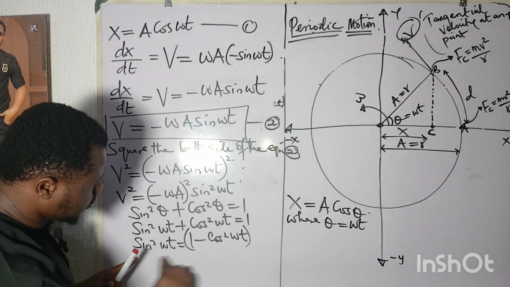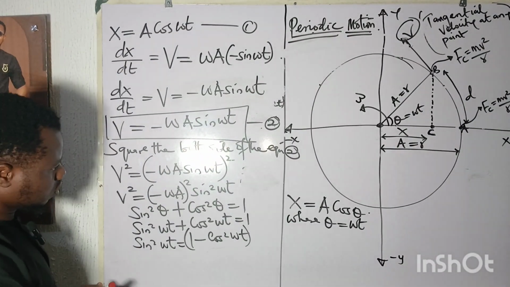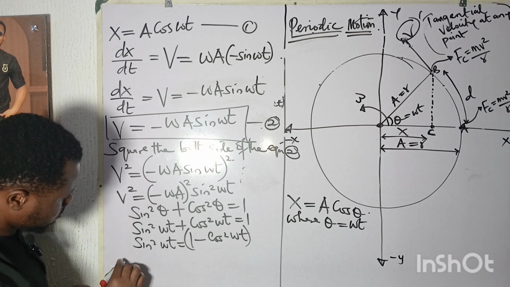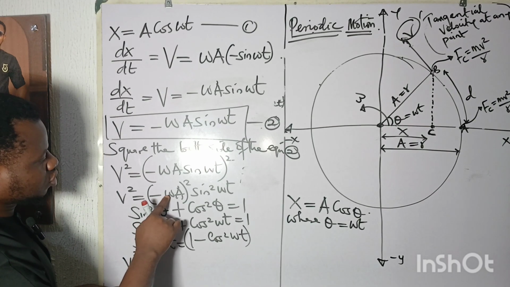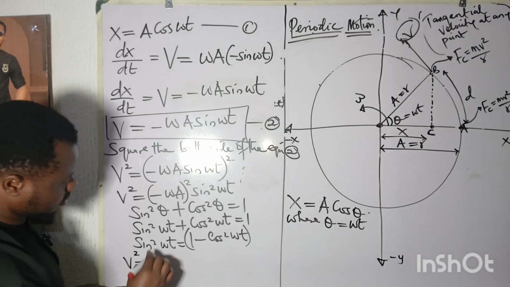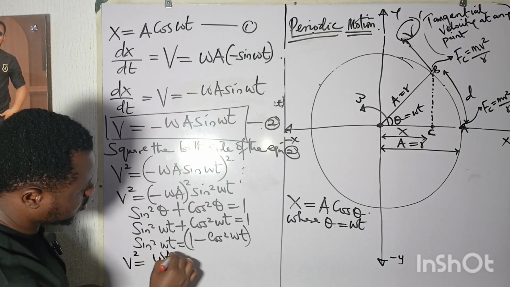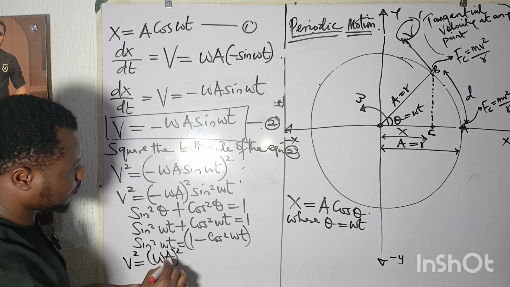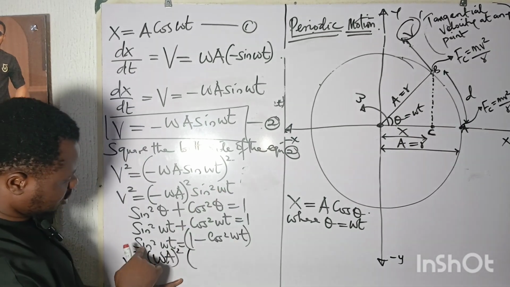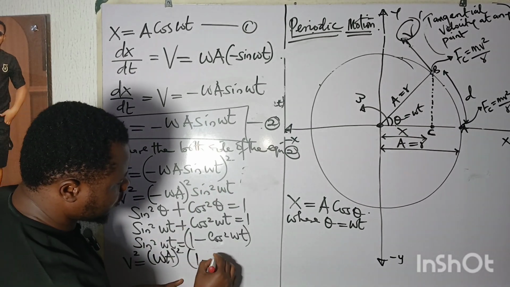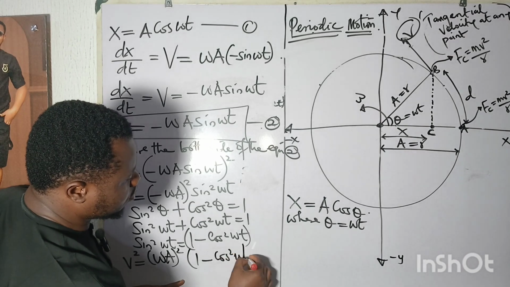Now, having known this, what are we going to do? We are going to put it here where we have v square is equal to minus ωA all square into sine square ωt. Sine square ωt is 1 minus cos square ωt.